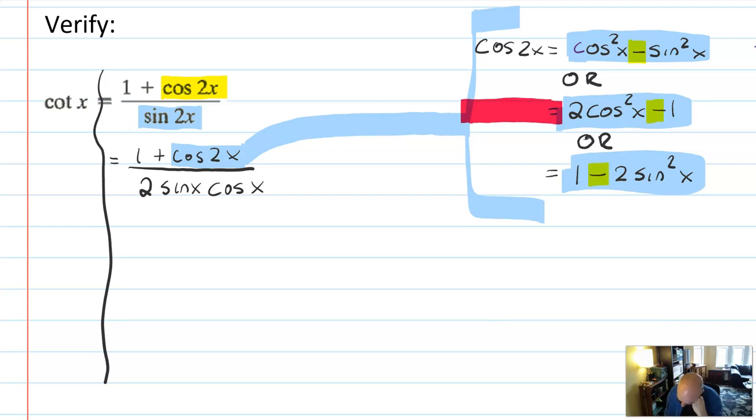Why do I want that? I noticed that in the original problem, I have 1 plus, and in this identity, I have minus 1. So I know that if I plug those in, that 1 is going to disappear. It's going to cancel out. And I know that I want that because the side on the left doesn't have any other constants. It's just cotangent. So I think I'm going to try that. I don't know if it'll all work out, but I think that's the thing I want to try. So I'm going to go with that second identity as a substitution.